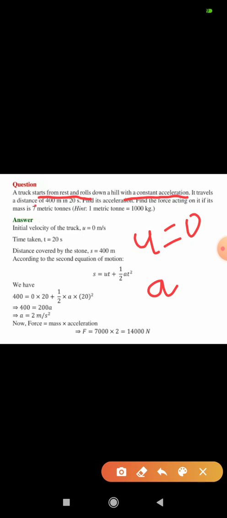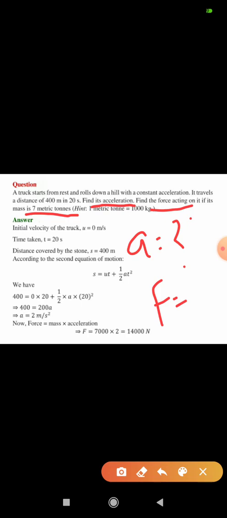It travels a distance of 400 meters. They are saying it travels a distance of 400 meters, meaning s is equal to 400 meters, already given. Now after this, they are saying find the acceleration. We have to find the value of a. Find the force also which is acting on it if its mass is 7 metric ton.